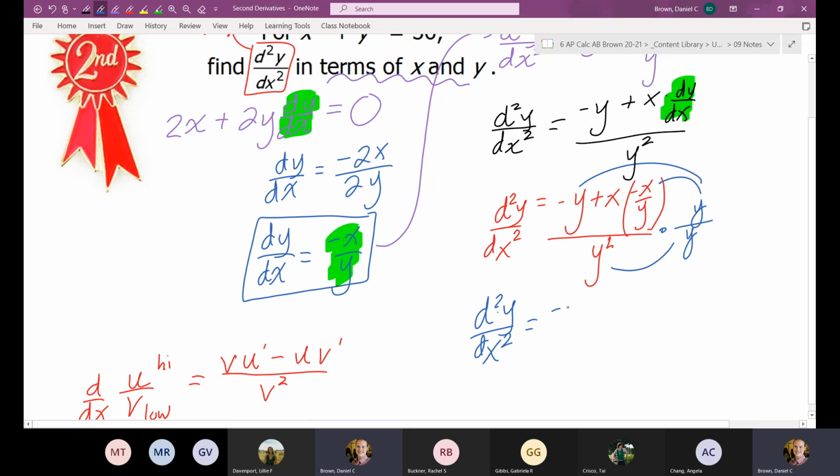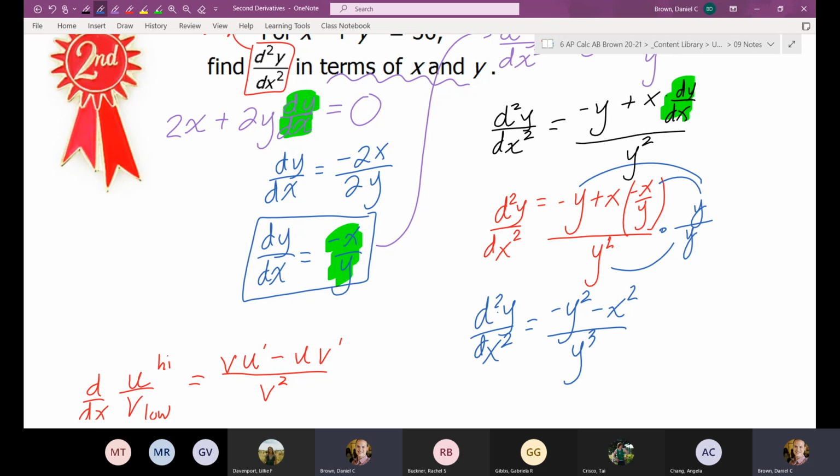Negative y times y is negative y squared. That y is going to cancel. And that gives me negative x squared over y cubed. Those y's that we see left over, you can't cancel across a plus or a minus sign. So there is your second derivative in terms of x and y.